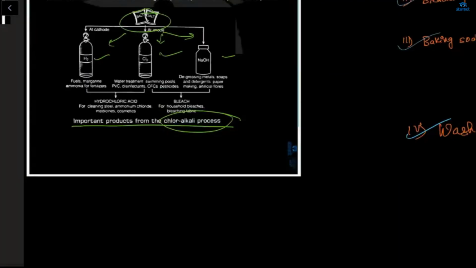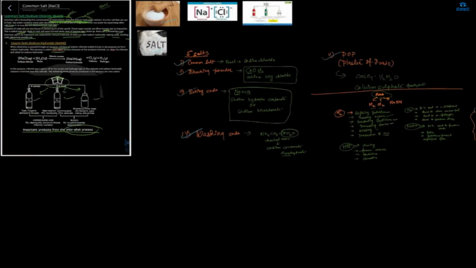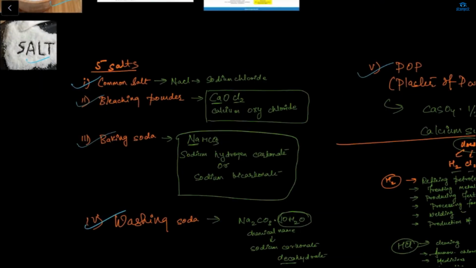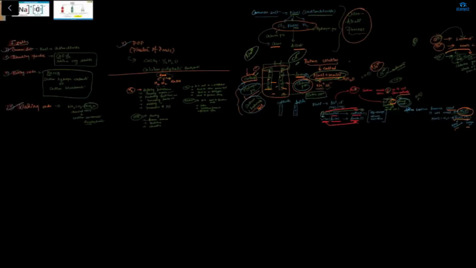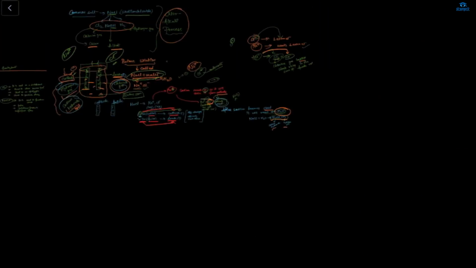So you have to learn these three, the uses one. And the chlor-alkali process is nothing but what? Now you tell me, what is the chlor-alkali process? Come on, fast. Yes, tell me. Ma'am, the process in which brine is separated into its components like hydrogen gas, chlorine gas, and aqueous sodium hydroxide. Very good. So these three are nothing but the chlor-alkali process. Now our common salt part is done.